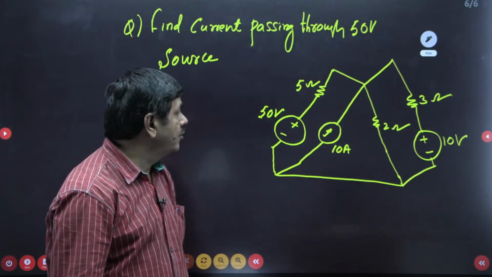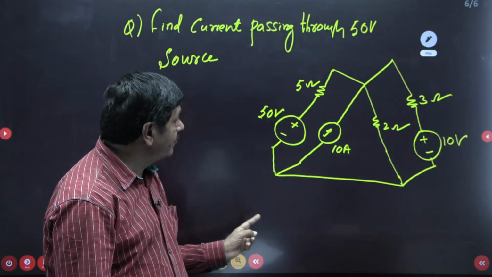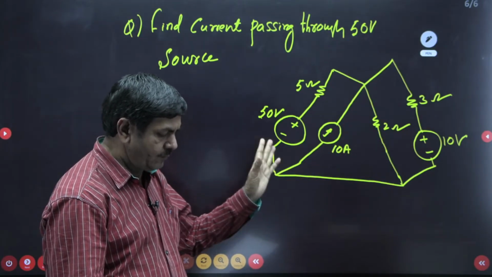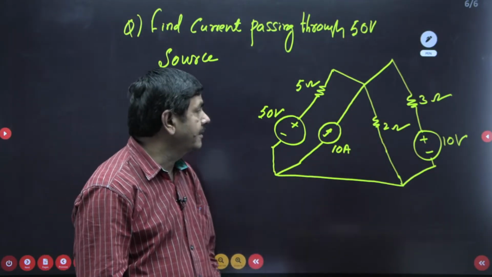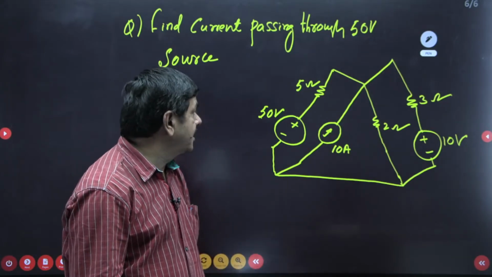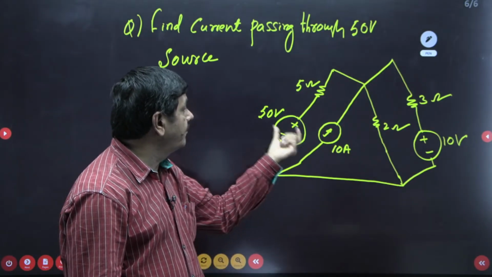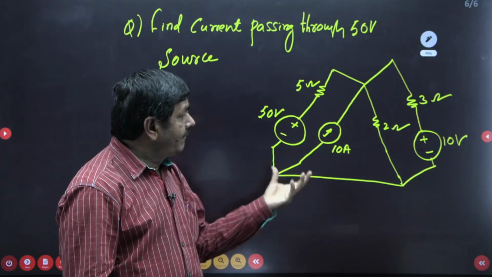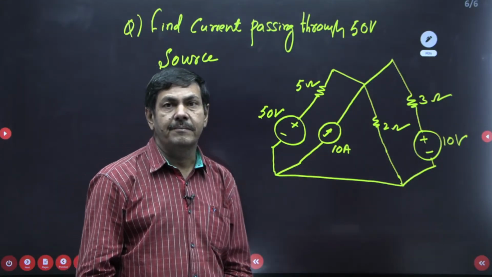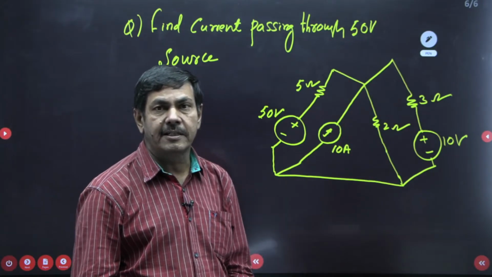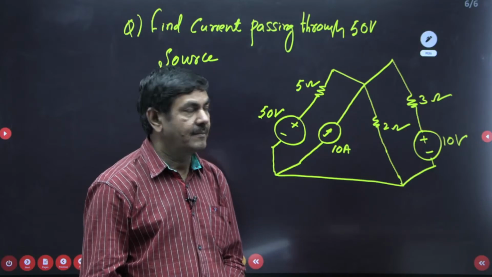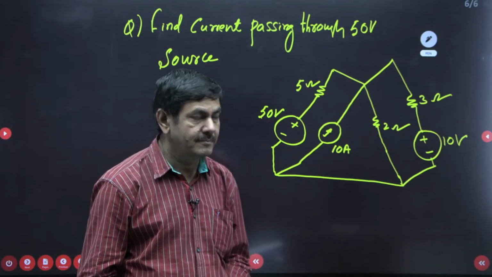I am checking the values once again: 50 volts and 5 ohms, 10 amperes and 2 ohms, and 3 ohms and 10 volts connected. Yes, this is correct. But he is asking to measure the current passing through this 50 volts. What way can we do it? When the network is given in such a way, we need to redraw it in a simpler way. After that, we can start our work.